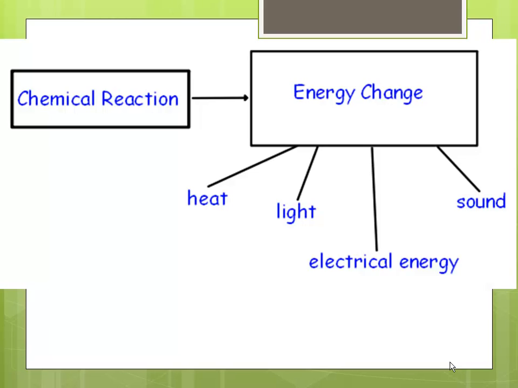In a chemical reaction, you have energy that changes. And energy can be any form of heat, light, electrical charge, sound. All those are types of changes in energy. And every reaction has that. It could be a lot, like a combustion reaction, or it could be a little, like dissolving salt in water.